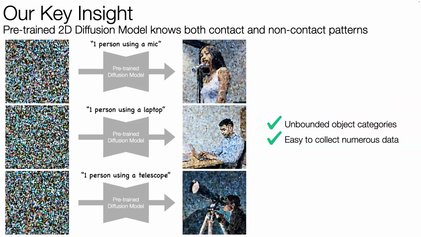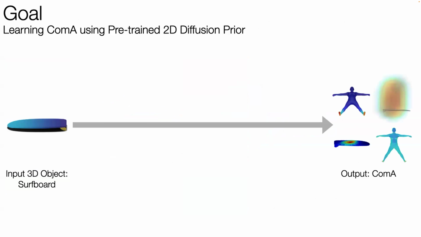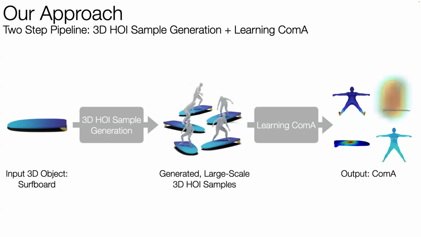Again, in this case, we leverage the pre-trained diffusion model's output. All these are synthesized. You can see the quality is much better than the one from 2 years ago. And in the case of COMa, we start from a 3D object for the target category, for example, a surfboard here. And the output of COMa is to get all these patterns in an exhaustive pairwise manner. And we have two pipelines basically, the sample generation, from which we can get diverse 3D samples, and all this information will be aggregated in the form of COMa.